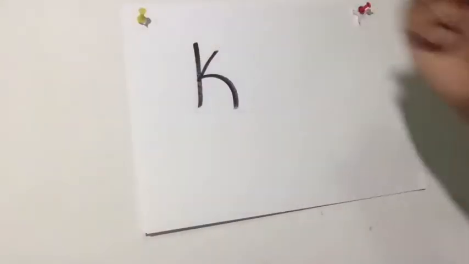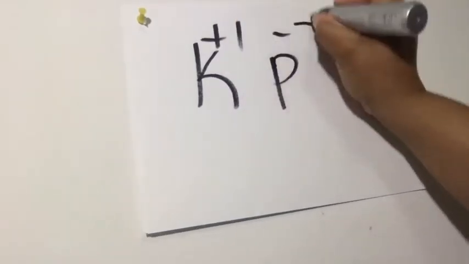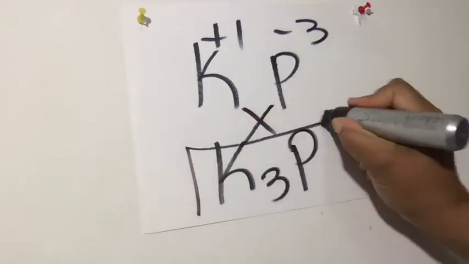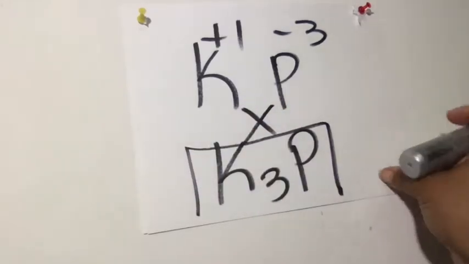Next, K plus 1, P minus 3. We're just going to crisscross, switch it up. Switch up the 3 and the 1. Remember, 1 is understood, so you don't actually write it.